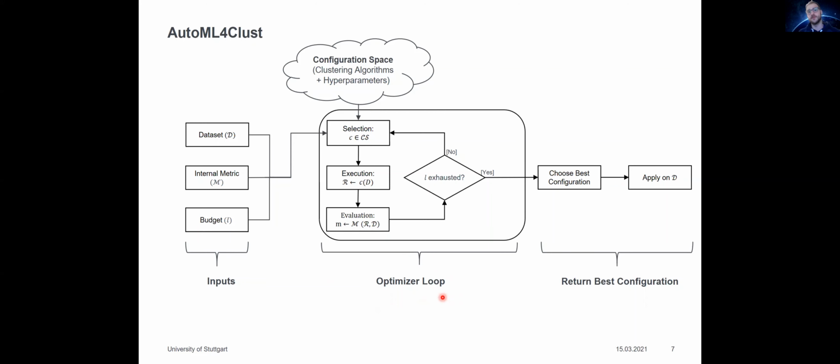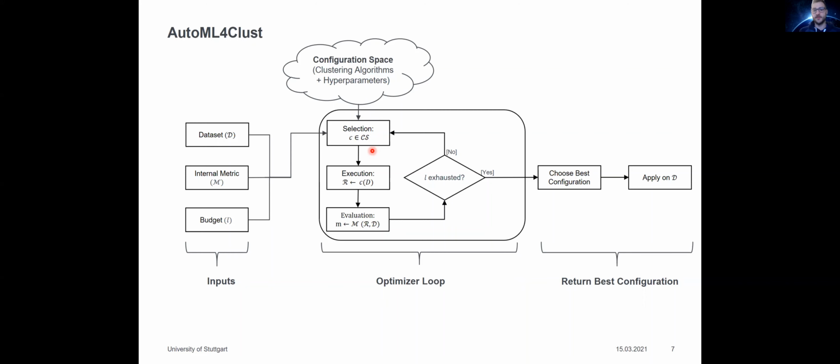Here, multiple loops of a hyperparameter optimization technique are used. So, for example, Bayesian optimization, Hyperband, or a combination of them. Each of the optimizer loops consists of three steps. First, a clustering configuration, which is basically a clustering algorithm and its hyperparameter settings, is selected from the configuration space, which contains the possible clustering algorithms and hyperparameters. This is the step where most optimizers differ in how they select a configuration.